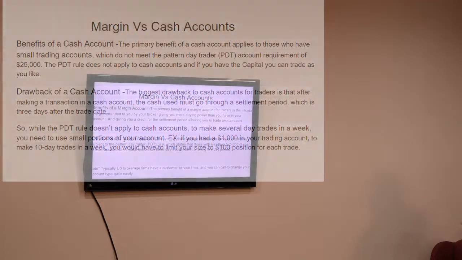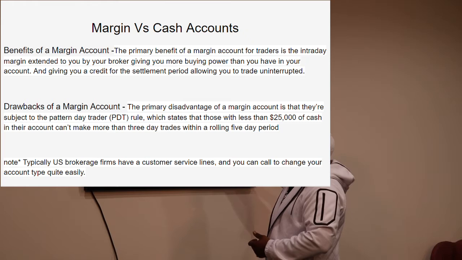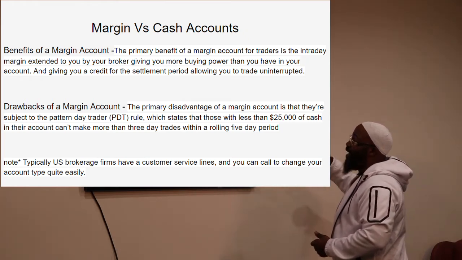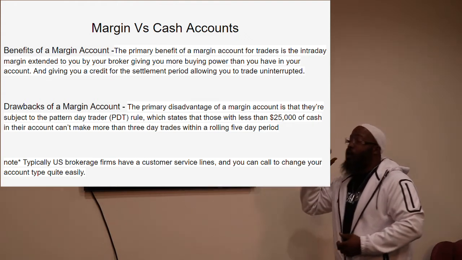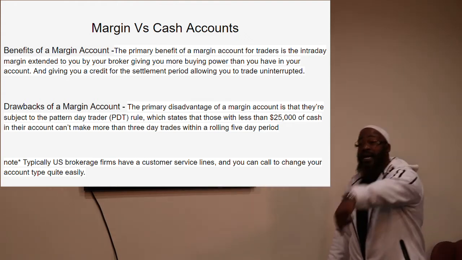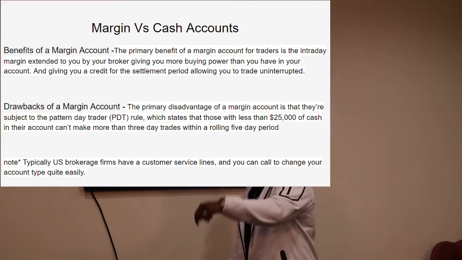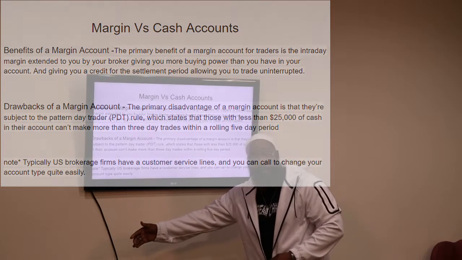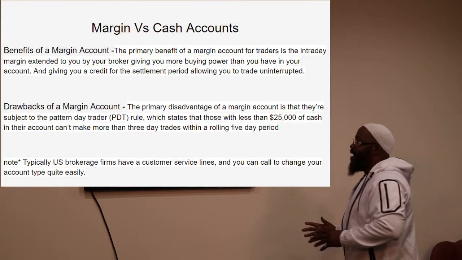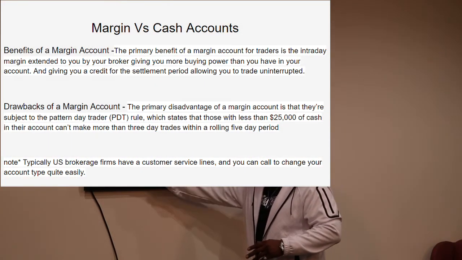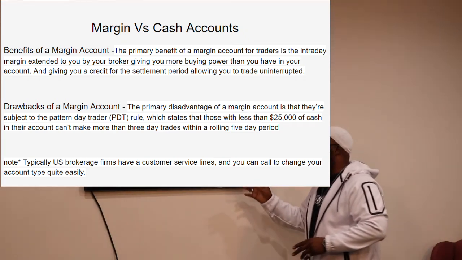Now, the benefits of a margin account. We're doing a comparison. The benefits of a margin account are primarily for traders who like to trade intraday, because the margin is extended to you by your broker, giving you more buying power than you have money in your account, and giving you a credit for the settlement period, allowing you to trade uninterrupted. Drawbacks of a margin account. The primary disadvantage of a margin account is that they're subject to the pattern day trading rule. If you don't have $25,000, they're only going to let you trade 3 times in a week.